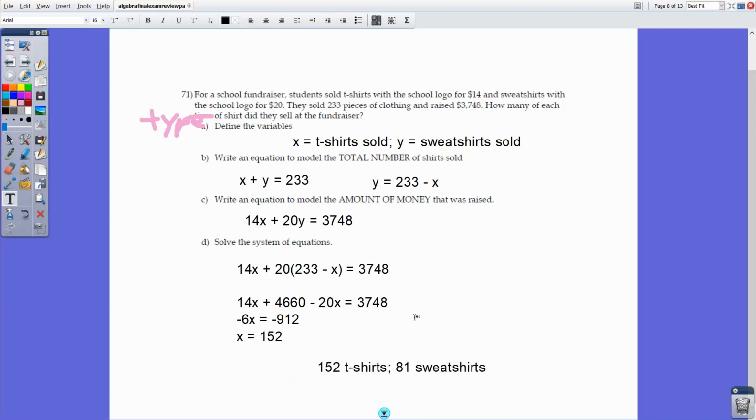Which we, of course, could check and make sure. We could plug this number here, make sure we get that cost. And, of course, these two numbers added together should equal 233. Okay, next.